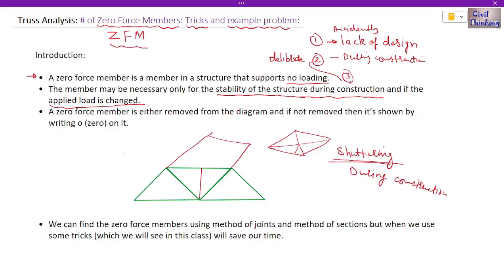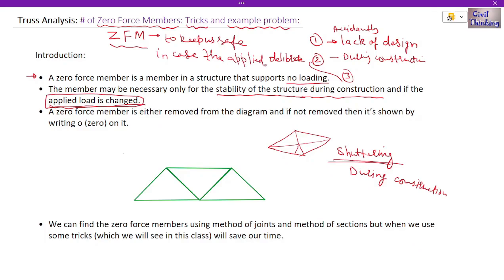Now what can be another reason we deliberately keep them is when the applied load changes. Now let me tell you this concept. We keep a zero force member to keep us safe in case the applied load changes.